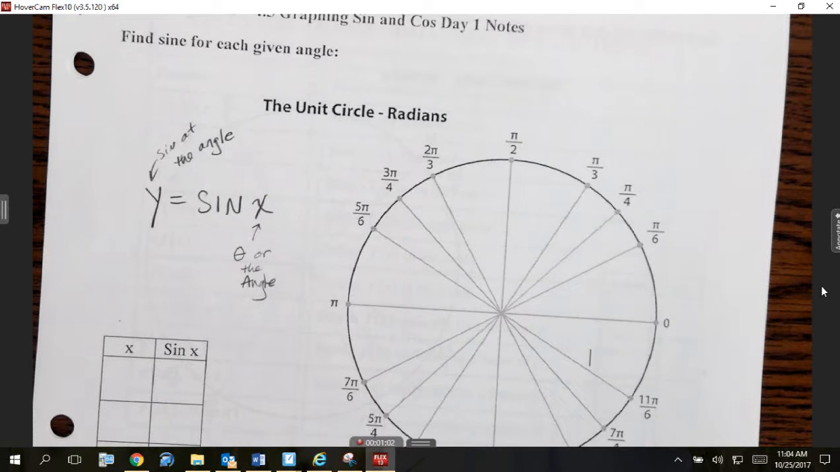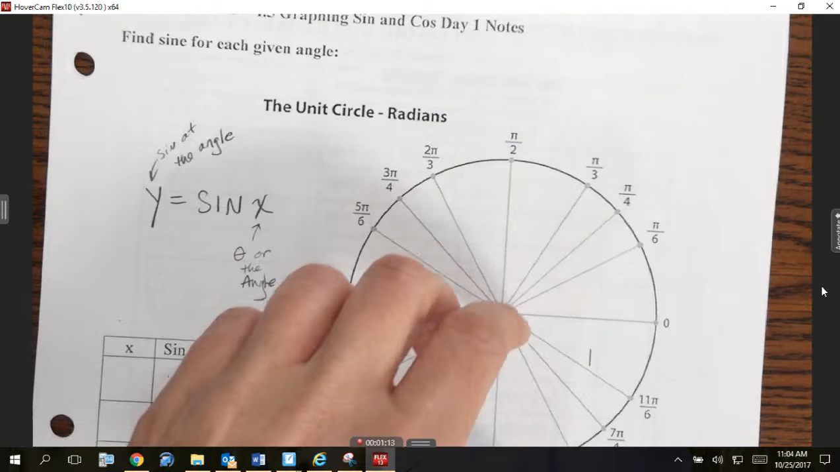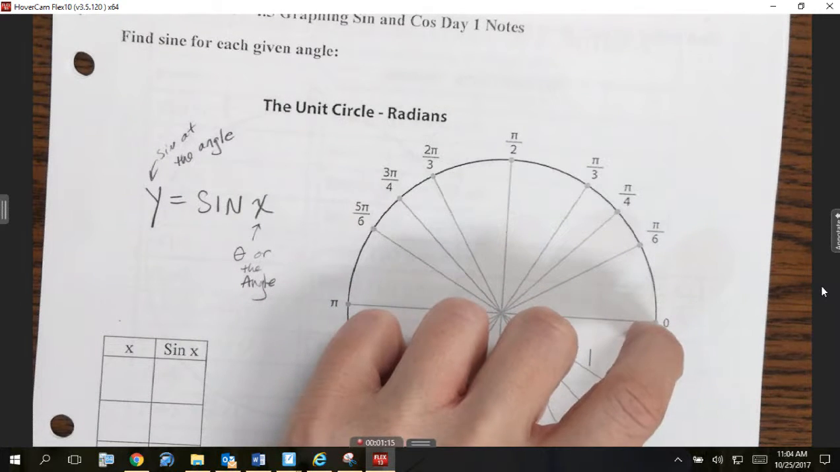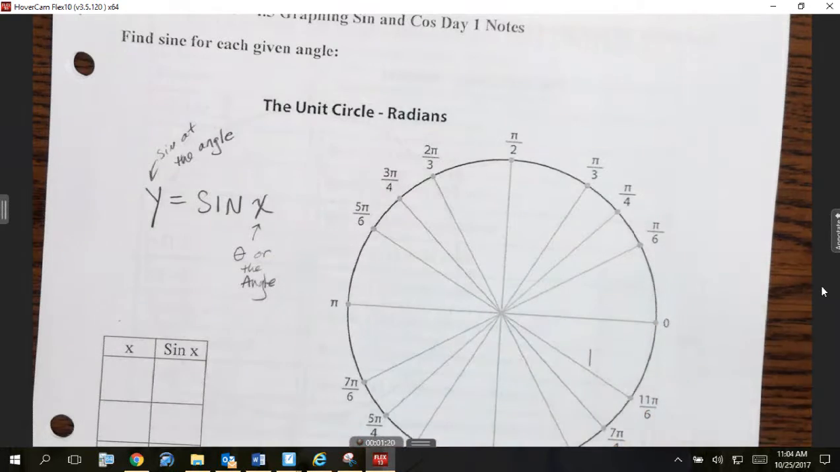So sine of the angle, and then y, that would be x. No, that would be y. Y is the sine at that angle. X is just the angle. So as we look around here, the very first x that we would have would be 0. And then what is the sine at 0? We just said earlier. 0. Okay.